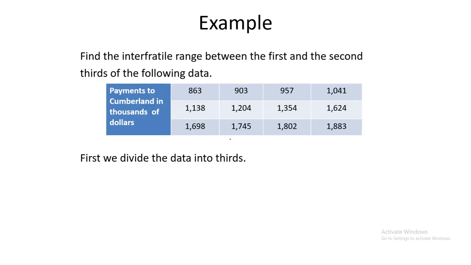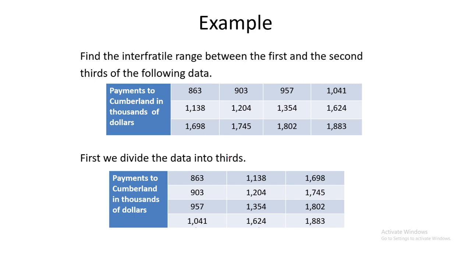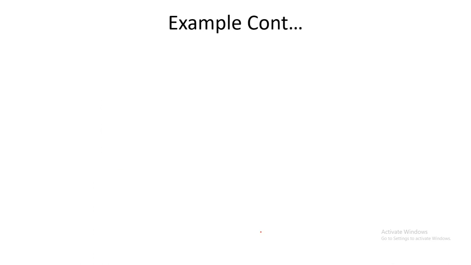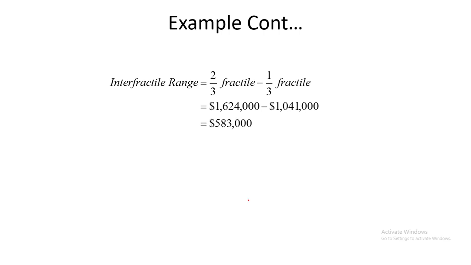Okay. So now if we divide data into thirds, because they give us thirds, there are 12 values. If there are 12 values, I divide them into three parts, 4, 4 and 4, right? So this last one gives me the 1/3 fractile and this gives me the 2/3 fractile. Now if you take the difference between them, that gives you the interfractile range.